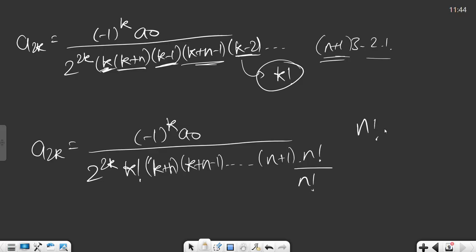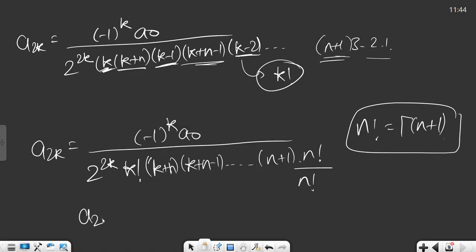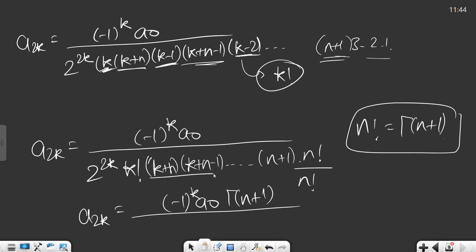Since n factorial is gamma of n plus 1, if you are not clear with this, you can consider my introductory video on gamma function. I have uploaded this on my YouTube channel. So a sub 2k becomes negative 1 to the k times a naught times gamma of n plus 1, and this whole thing becomes gamma of k plus n plus 1, 2 to the 2k times k factorial and gamma of n plus k plus 1.